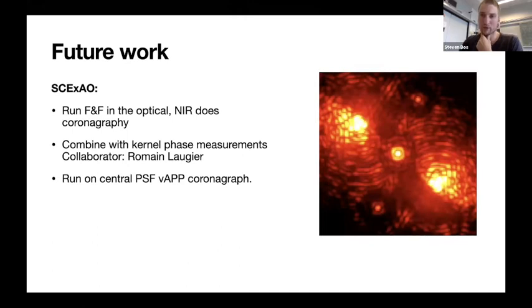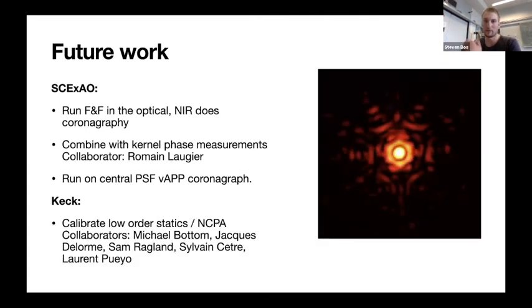And we've also been looking into running Fast and Furious with the vector APP coronagraph. The vector APP creates multiple PSFs. Two of them have a dark hole where we can do exoplanet science or disk science, but there's also a third PSF in the center, which is basically the regular PSF of the instrument. And we have already run Fast and Furious on this on sky, and it seemed to be successful. Finally, we are also working together with people from Keck to use Fast and Furious there to provide low order static calibrations.